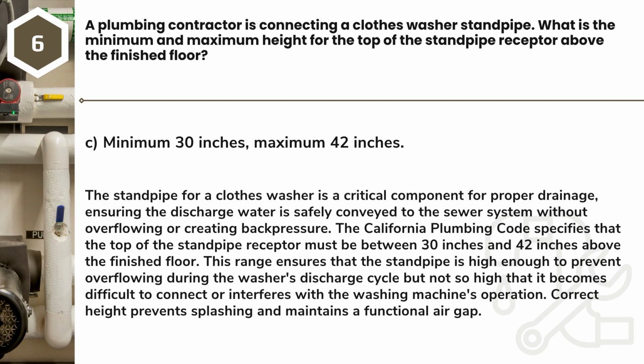Answer: C. Minimum 30 inches, maximum 42 inches. The standpipe for a clothes washer is a critical component for proper drainage, ensuring the discharge water is safely conveyed to the sewer system without overflowing or creating backpressure. The California Plumbing Code specifies that the top of the standpipe receptor must be between 30 inches and 42 inches above the finished floor. This range ensures that the standpipe is high enough to prevent overflowing during the washer's discharge cycle but not so high that it becomes difficult to connect or interferes with the washing machine's operation. Correct height prevents splashing and maintains a functional air gap.